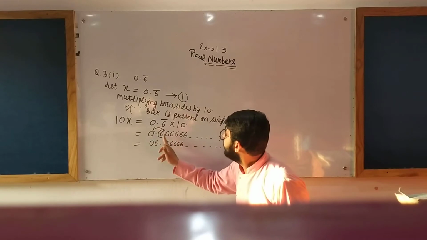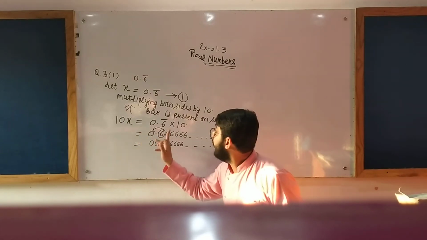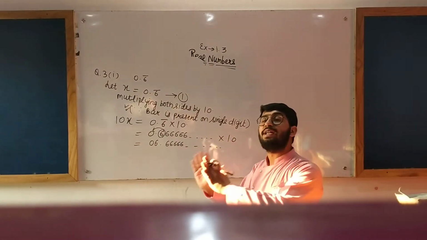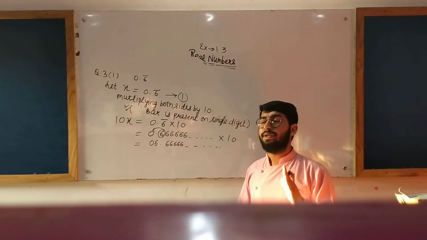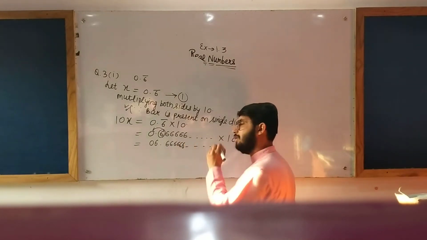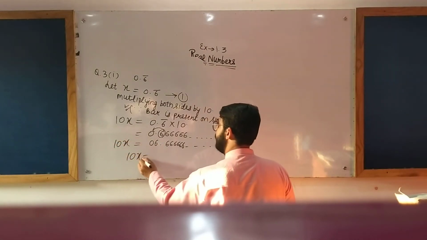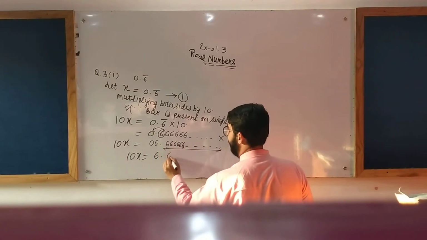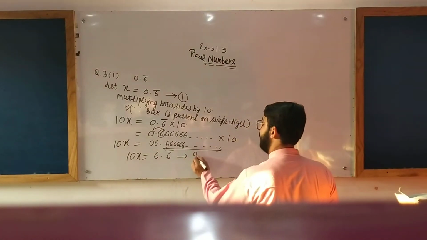The 6 is present infinite number of times here. If you take one 6 from right to left, it is still infinite number of times. That means this number is non-terminating. Get your point? Okay. If you write it 4 times or 6 times, it doesn't make any difference. So 10x equals 6.6 bar, written as 6.6 bar. Give it equation number 2.